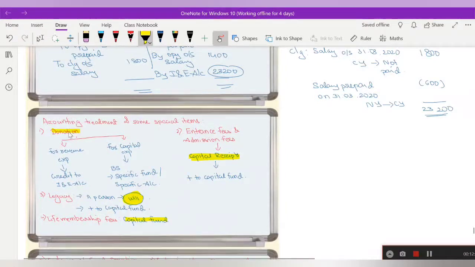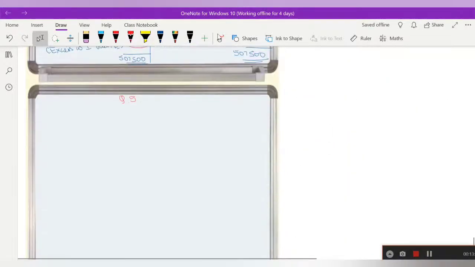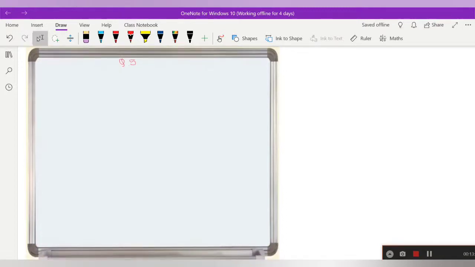When it comes to donation, if it is for a revenue expenditure, it is credited to the income and expenditure account. If it is for capital expenditure, show it in the balance sheet as a specific fund or specific account. We have already discussed it in the last video. So now see, question number 5 is about that specific fund.